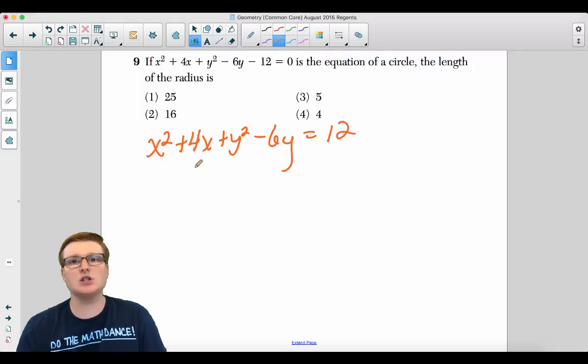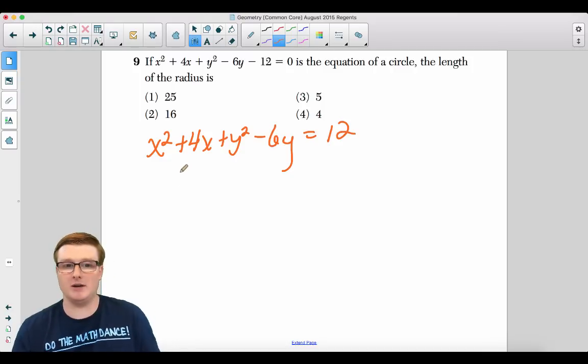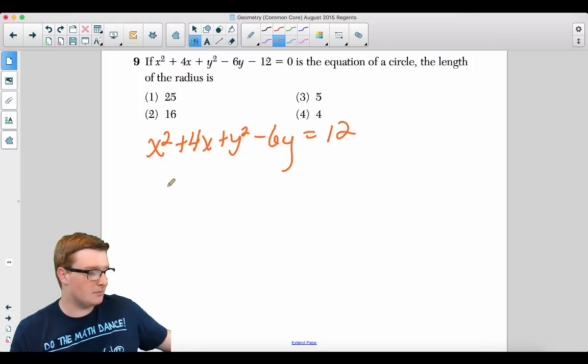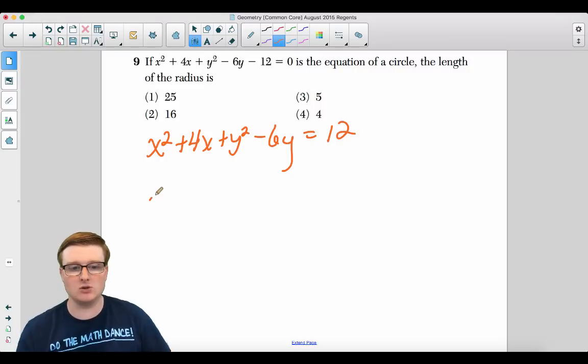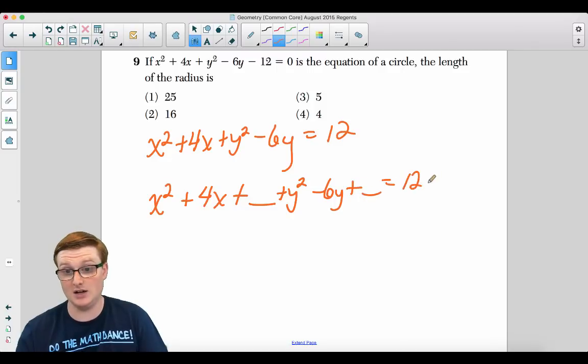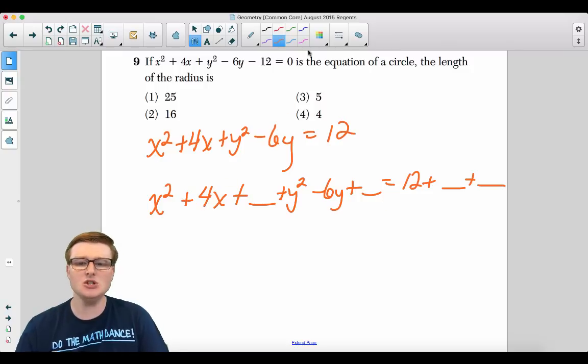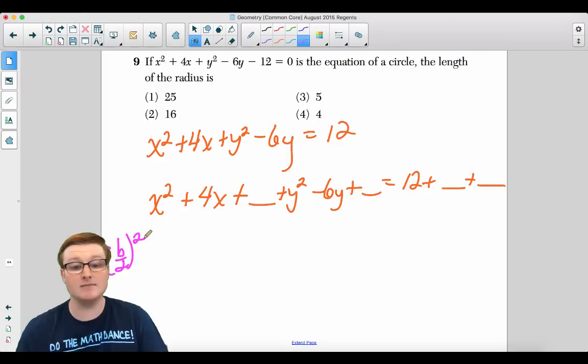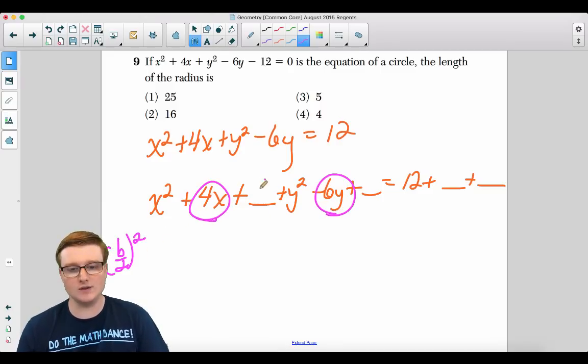Now we have to complete the square by creating a perfect square trinomial. So what I do is I insert blank spaces after my linear terms in order to create a perfect square trinomial. Now remember, what you do to one side of the equation, you have to do to the other side of the equation. To get this in here, you take half your linear terms and you square it. Half of 4 is 2. 2 squared is 4. 4 goes over here, and 4 goes over here as well. Half of negative 6 is negative 3. Negative 3 squared is 9, and 9.